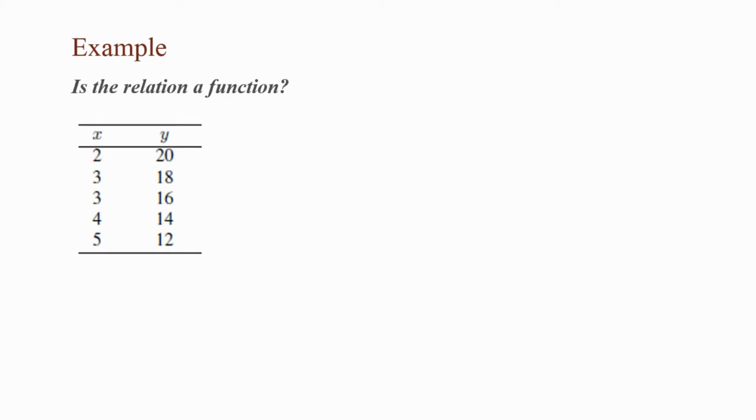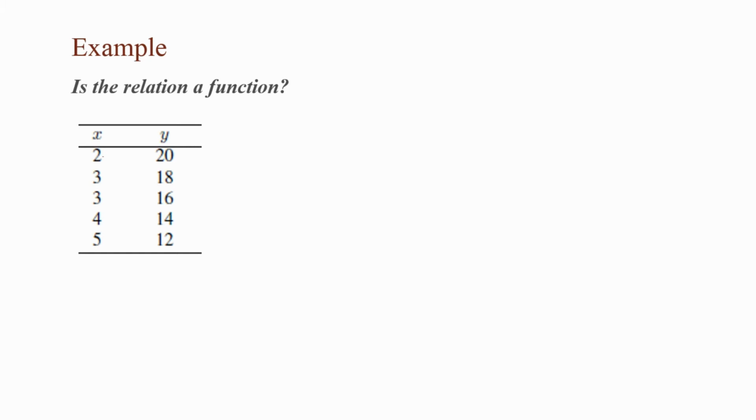In this example, we again ask whether the relation is a function. We have our x, the independent variable, and y, the dependent variable. Our ordered pairs are (2, 20), (3, 18), (3, 16), (4, 14), (5, 12).